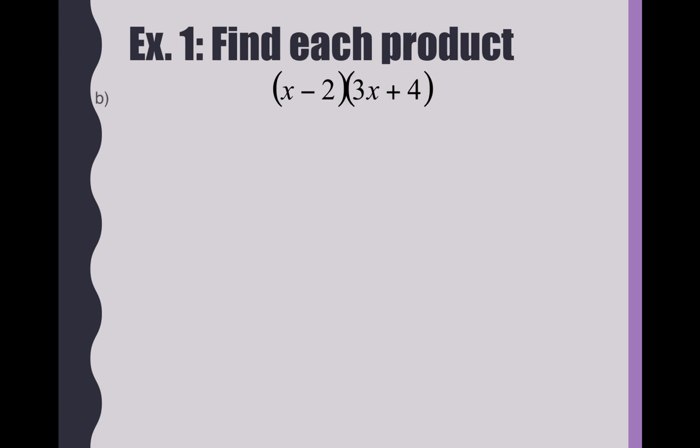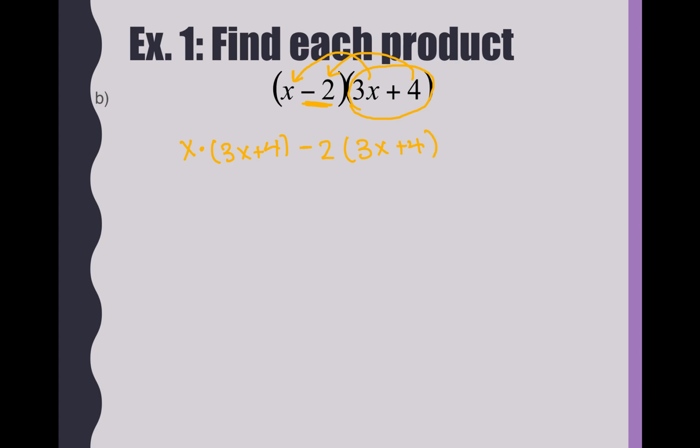Okay, let's do another example using this method. Again, here are my two polynomials. I'm going to take this polynomial right here. I'm going to distribute it in first to that first term of my polynomial. So I get x times 3x plus 4. And then to my second term in that polynomial. Now be careful, this is a minus 2, so this is going to be minus 2 times 3x plus 4.